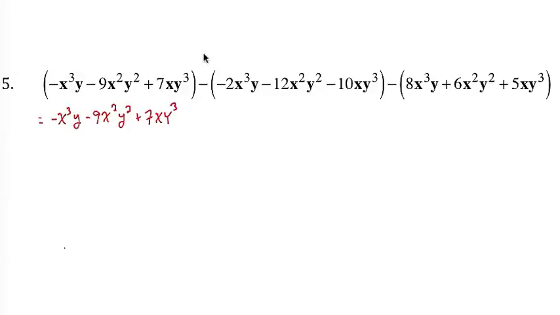Okay, now this negative is going to come in and change all of these signs. They're just going to become the opposite. They're each negative to start with, so they're all going to become positive. So plus 2x to the power of 3y plus 12x squared y squared plus 10x y to the power of 3.